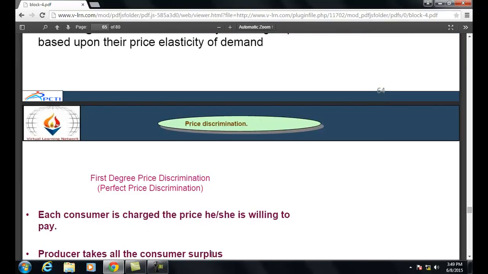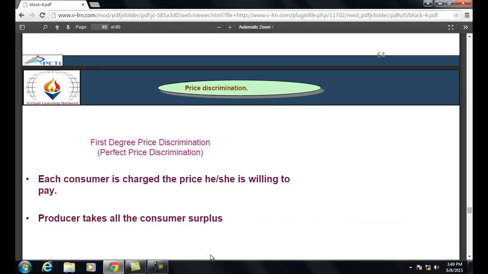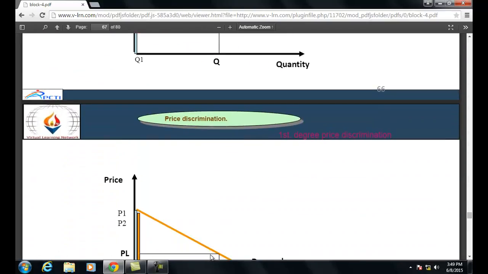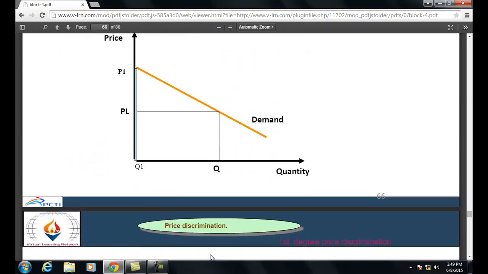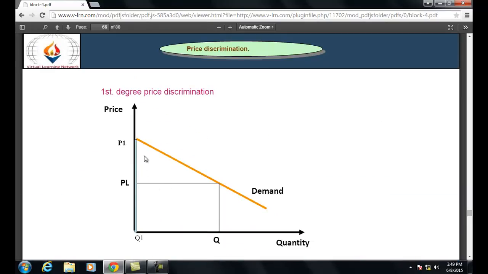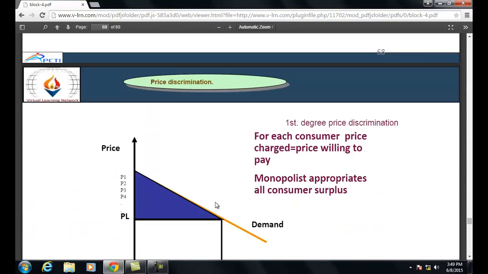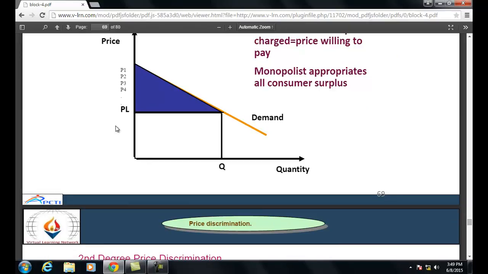First degree price discrimination, perfect price discrimination. Each consumer is charged the price they are willing to pay. Producer takes all the consumer surplus. And in this curve, you can see the producer surplus is P1 to PL. For each consumer, price charged equals price willing to pay, so the monopolist appropriates all consumer surplus, as given in this diagram.